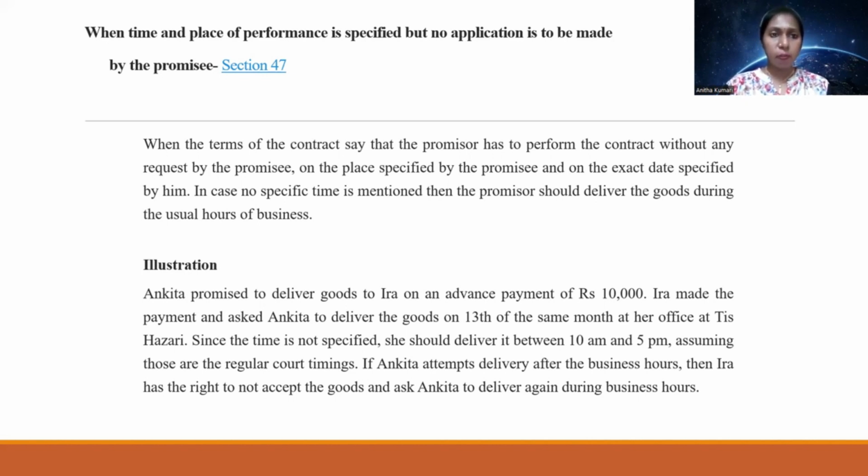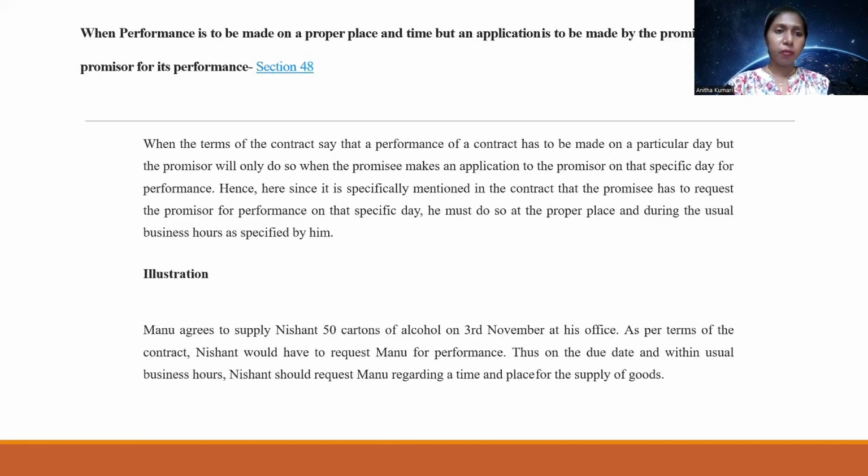Okay, that is called when the time and place of a performance is specified, but no application is to be made by the promisee. When performance is to be made at the proper place and time, but application is to be made by the promisee to the promiser for the performance. Manu agreed to supply Nishant 50 cartons of alcohol on 3rd November at his office. As per the terms of the contract, Nishant would have to request Manu for the performance. Thus, on the due date, within usual business hours, Nishant should request Manu regarding the time and place for the supply of goods.